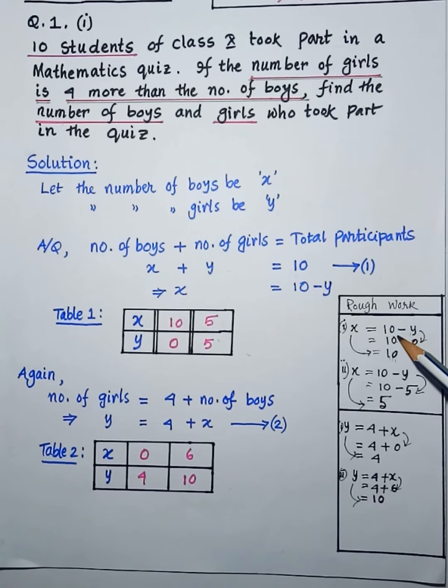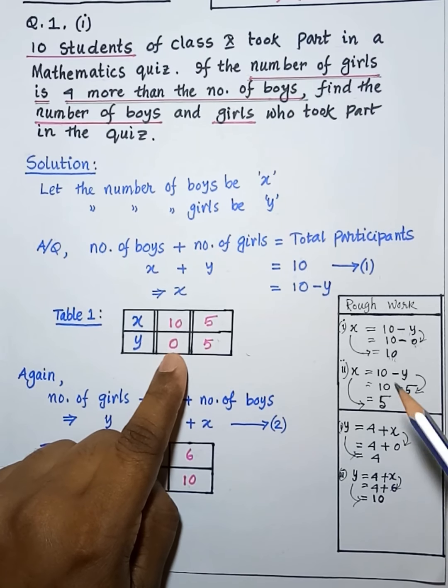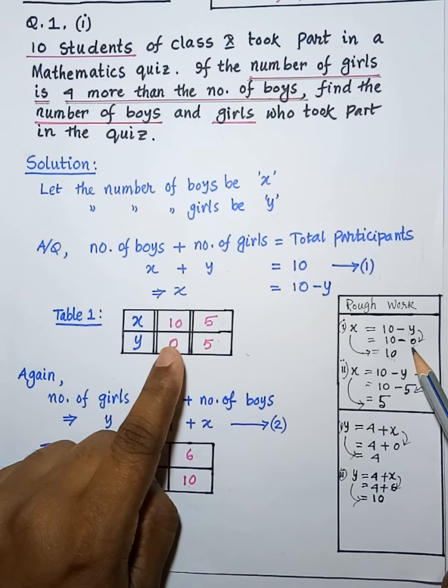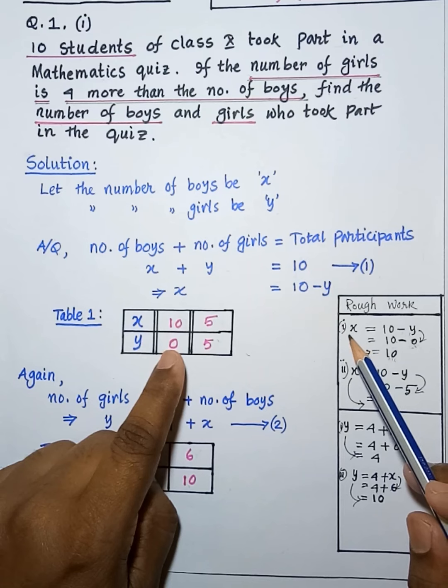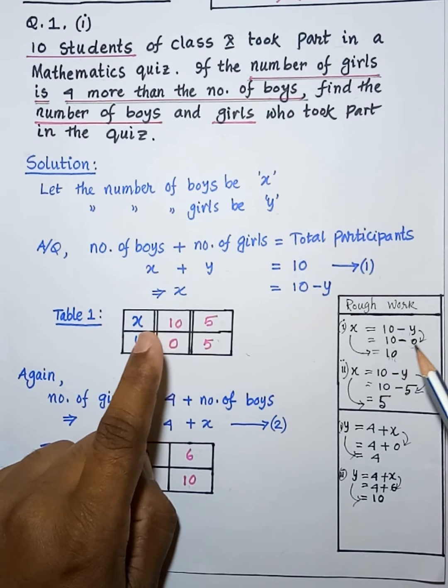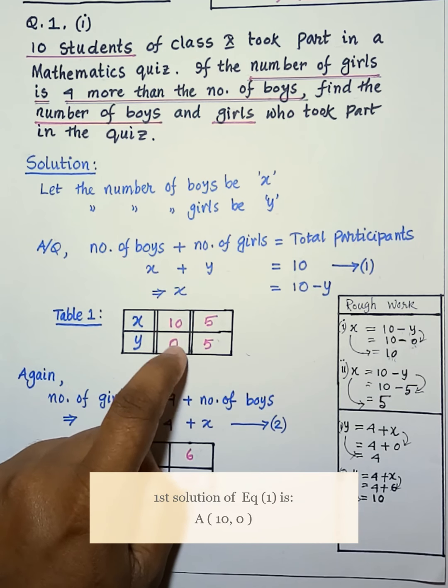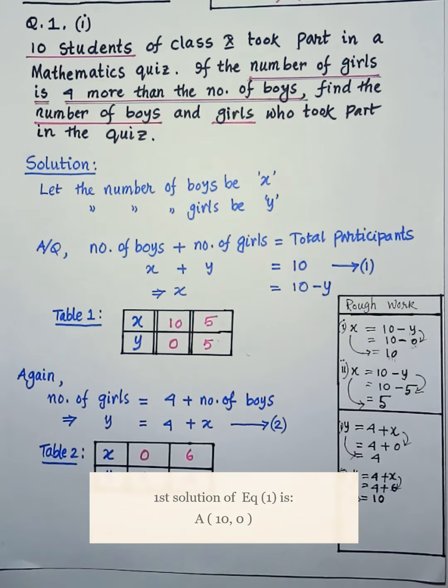We have written the same here on the right hand side, graph work. When y is equal to 0, then 10 minus 0 is 10, and that will be equal to x. Therefore, when y is equal to 0, then x will be 10. So this is the first solution.